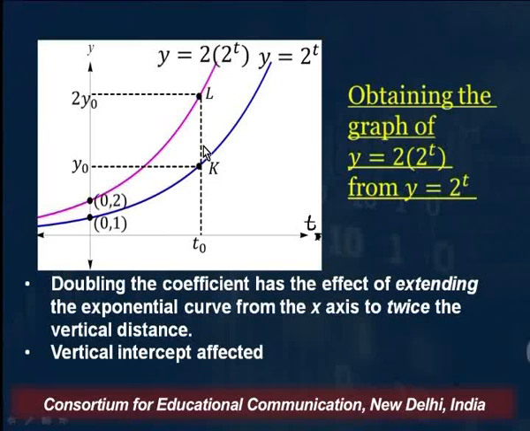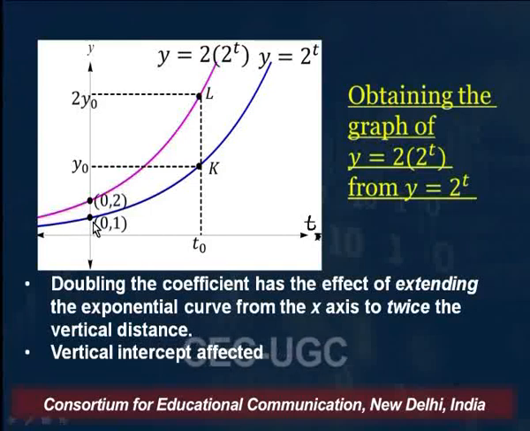So, when I double the coefficient, that will have the effect of extending the exponential curve. Earlier, remember, it was a horizontal shift. Now, it's a vertical upward shift, which is to say that for any value of t, the value of y on the new function would be twice that of the value on the original function, right?